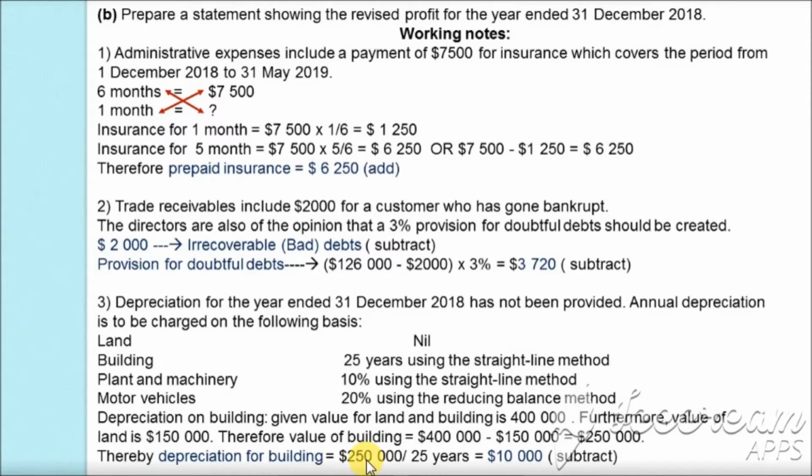For this we are going to find the depreciation on the straight line method basis for 25 years. So $250,000 divided by 25 years, that is the useful life, we get the depreciation for building as $10,000, and this will be subtracted from the profit.